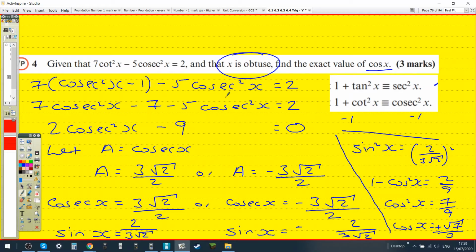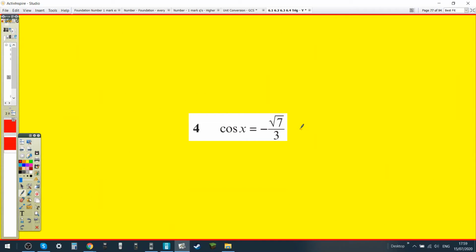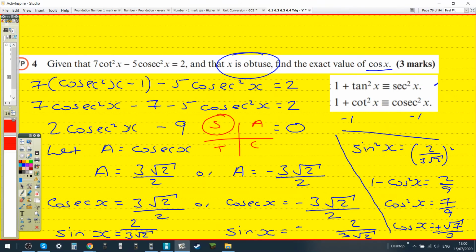X is obtuse. What's that about? It has to be bigger than 90 degrees but less than 180. So it has to be in the S quadrant, so it would be negative. And so what's the final answer? Minus root 7 over 3. Did that feel like it was worth 3 marks? No. Nope. Sure didn't.